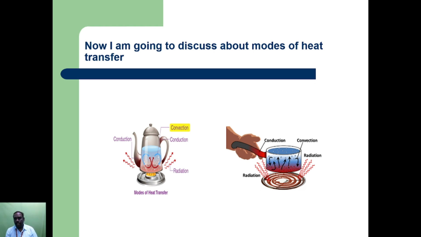Take the example of water in a pot: we handle it through conduction, convection occurs in the water molecules, and radiation is energy transfer through air molecules. This is how energy transfer takes place, as in our pictures.